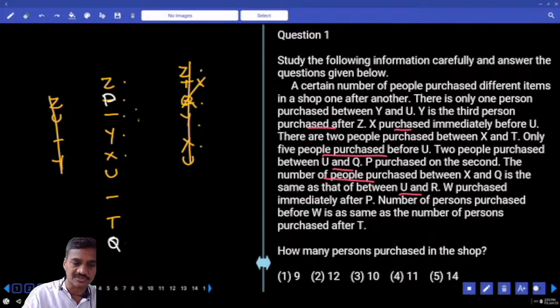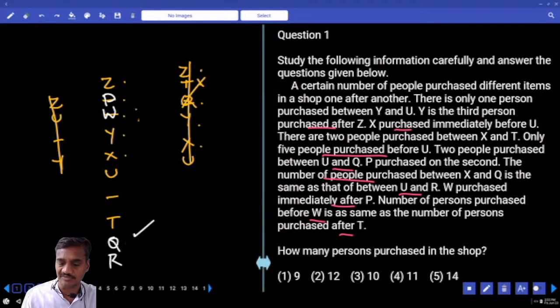There are 3 persons. Hence, in between U and R, we need to have exactly 3 persons: 1, 2, 3, and R must be after this Q. R is after this Q. Then W purchased immediately after P, and so W is at the third place. The number of persons before W is the same as the number of persons after T as well, isn't it?